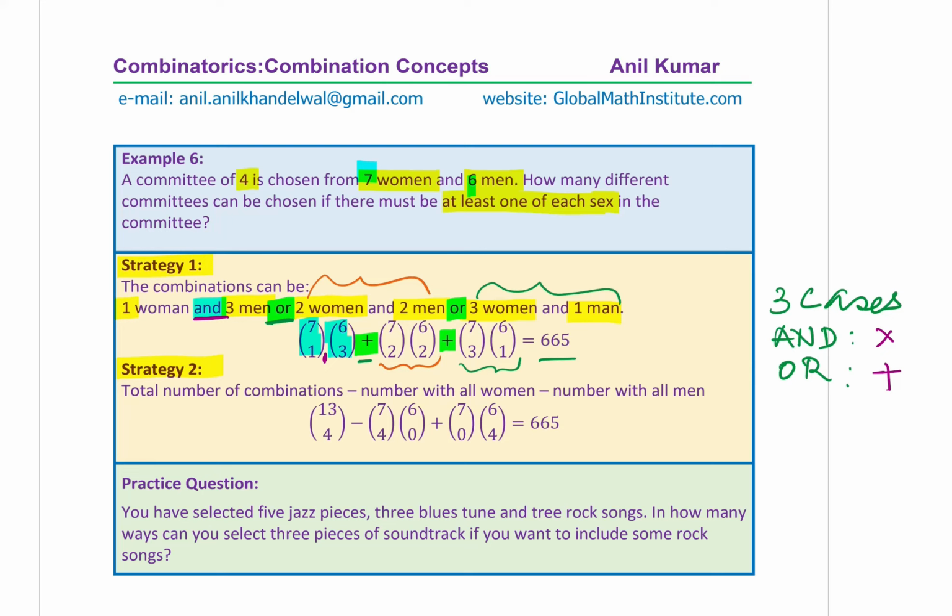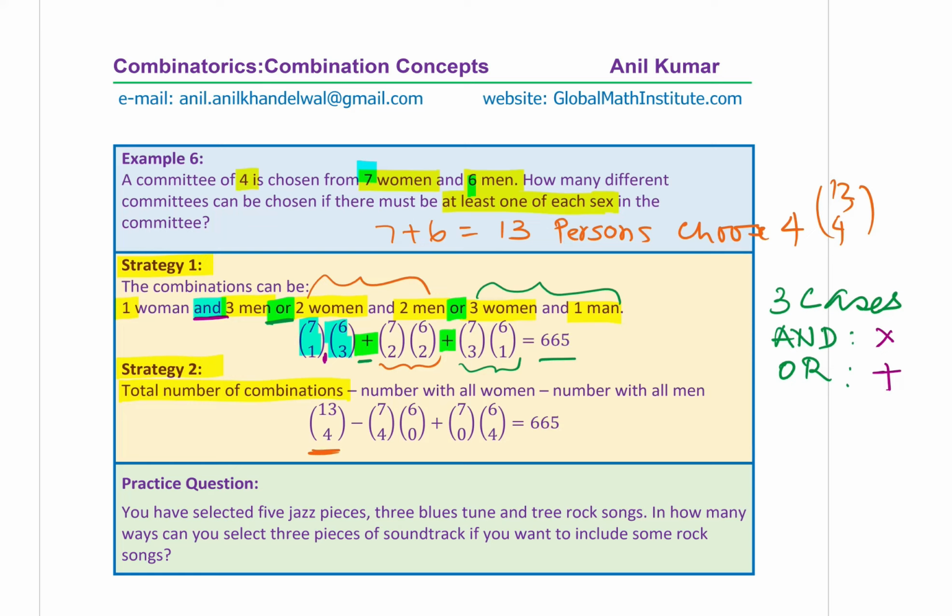So now the total number of committee members is equal to what? Find it out. Since there are total 7 plus 6, 13 persons, right? So we have 13 persons. And from 13 persons, we have to choose 4. So that is 13 choose 4, correct? So that's what we have, 13 choose 4.